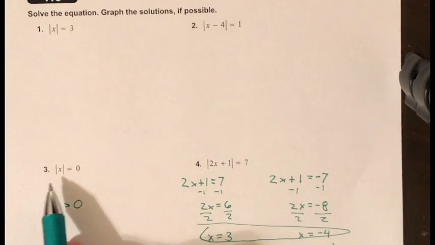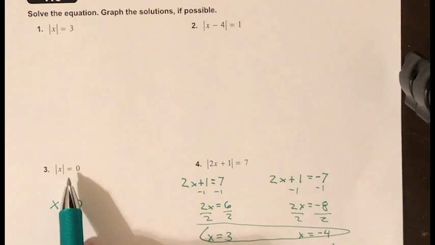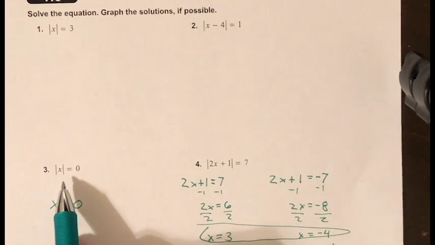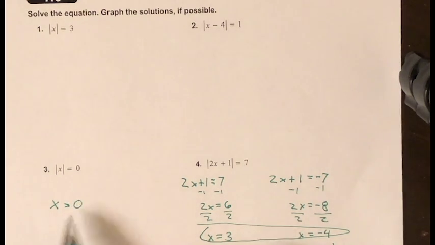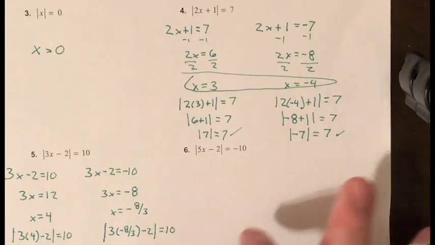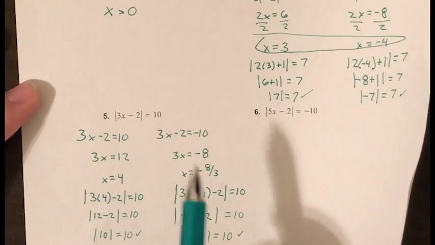So for number 3, you should have broken it up into 2 different equations, which were the exact same equation. X is equal to 0, because the only number that has an absolute value of 0 is 0. So that was easy. All right, number 5, move this over a little bit.